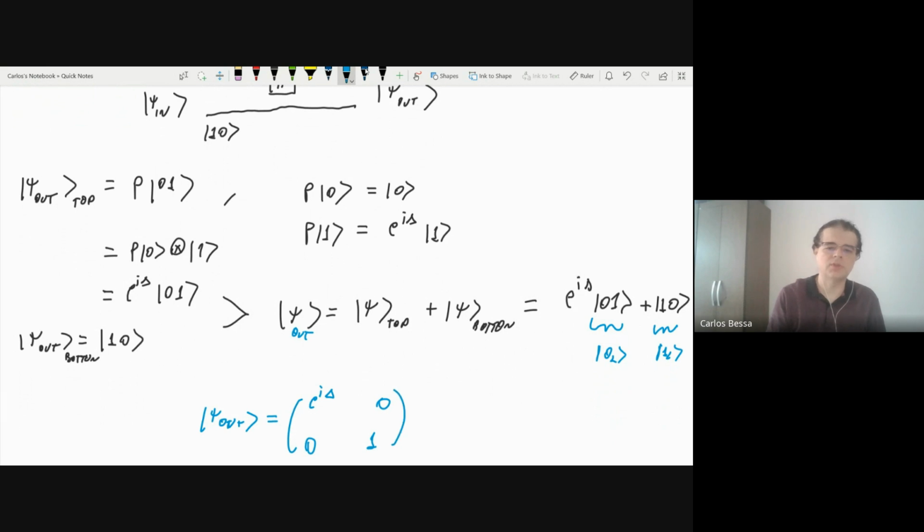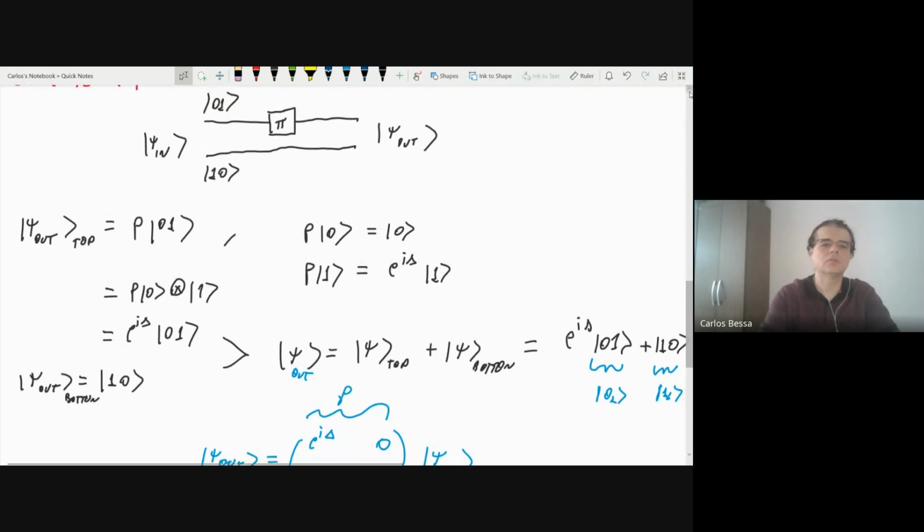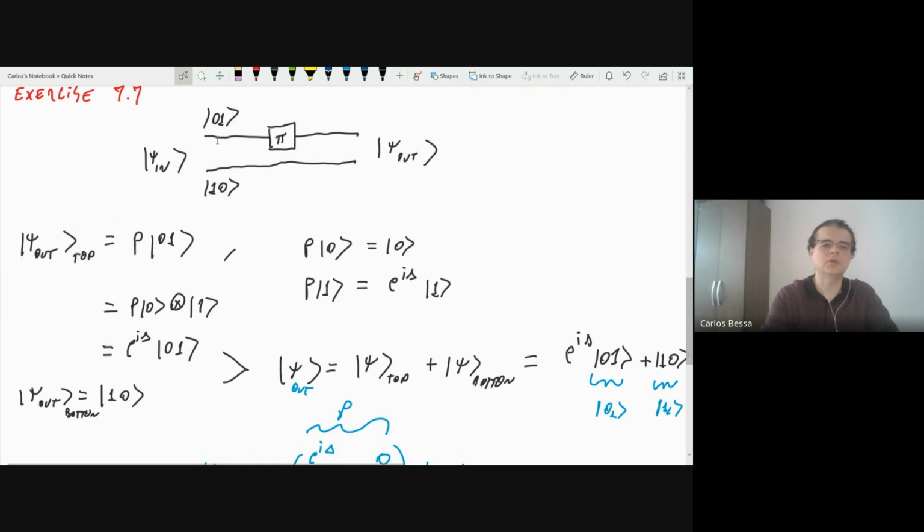So this is my P. And this is my psi in. That's my state initially, right? It's here in the figure. This is the psi. Two states.